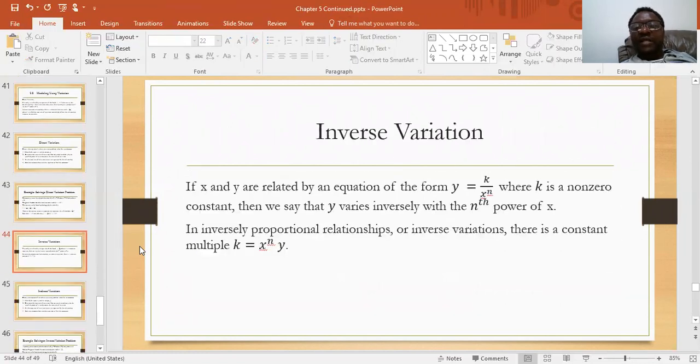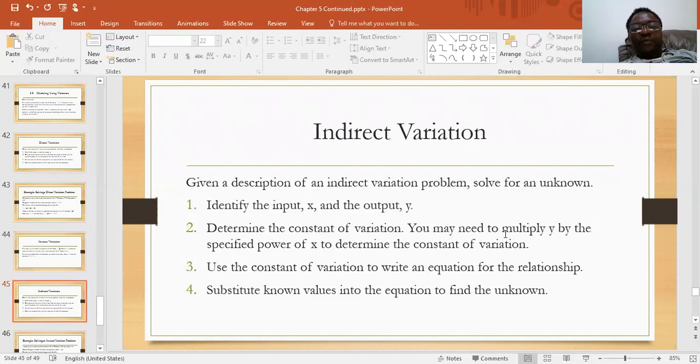Inverse variation is expressed as y equals k over x^n. That's the inverse variation, where k is a non-zero constant. We say that y varies inversely with the nth power of x if we can write k equals x^n times y. Like in the previous case of direct variation, we want to identify the input x and y, then determine the constant of variation, use that constant to write the equation of the relationship, and substitute the values that we have to get the unknown value.